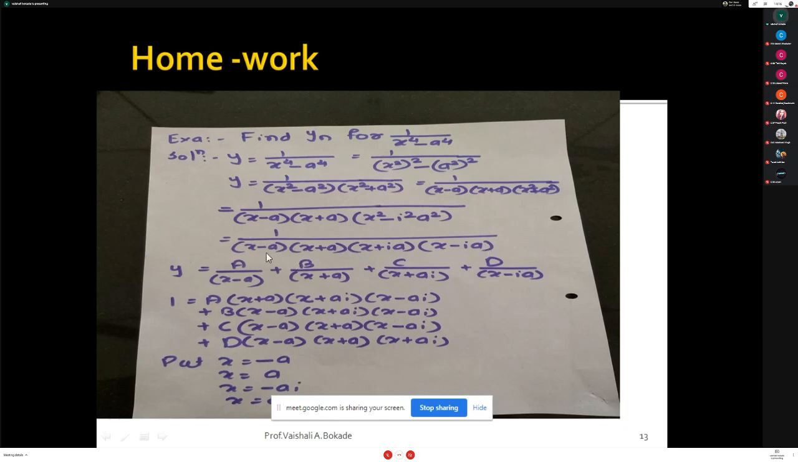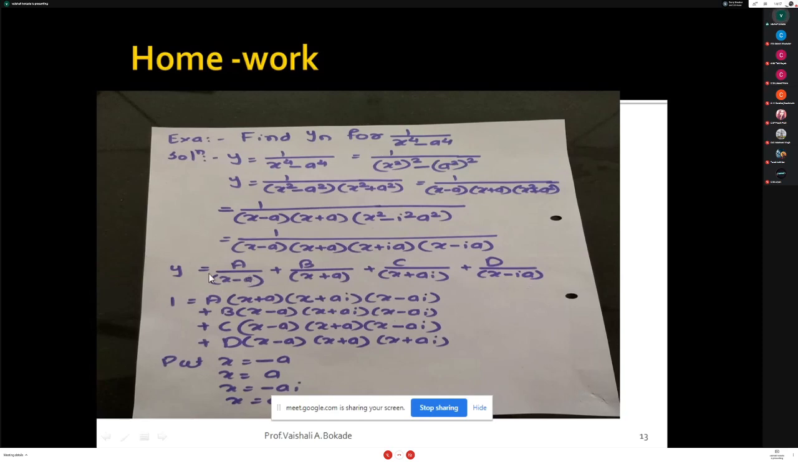You can find the denominator now has four linear factors: x minus a, x plus a, x plus ai, x minus ai. All four linear factors are non-repeated. So now I have to proceed for partial fraction. We write A upon x minus a plus B upon x plus a plus C upon x plus ai and D upon x minus ai.